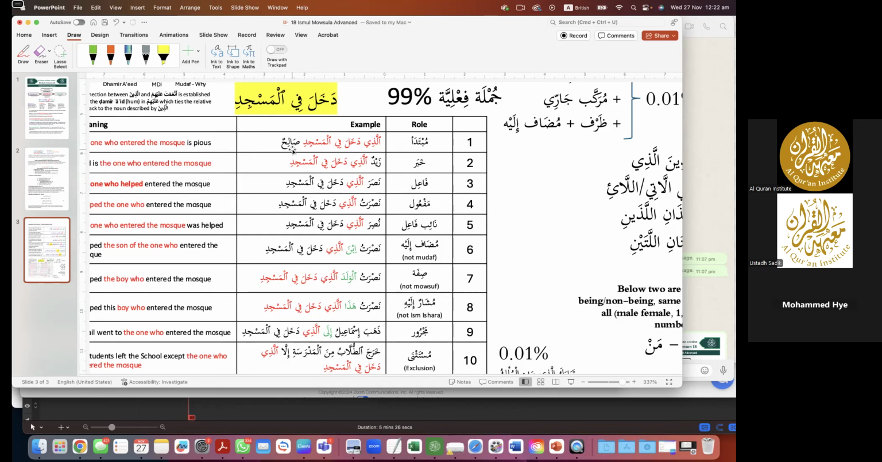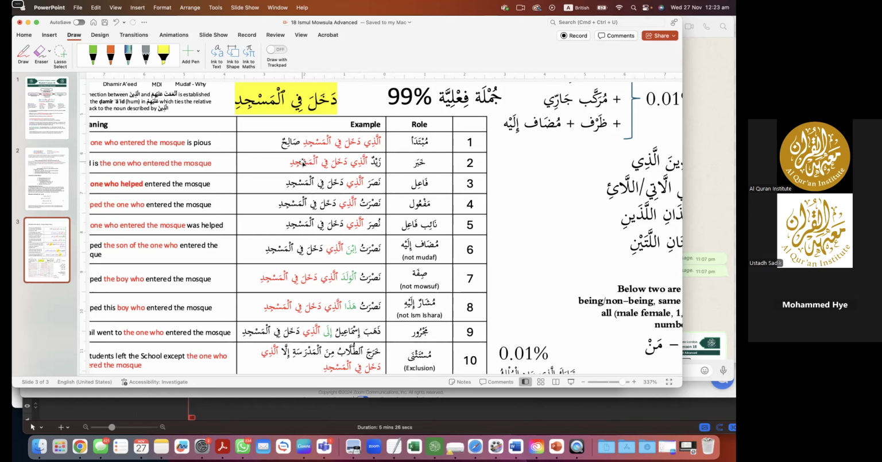Now, don't look at this note because this is the answer. Okay, Zaidun: Allazi dakhala fil masjidi. Zaidun is the one who went to the mosque. What is Allazi dakhala al masjidi here? Role playing: khabar, nothing else. Zaidun is the one who went to the mosque. MashaAllah. Are you with me or are you lost?